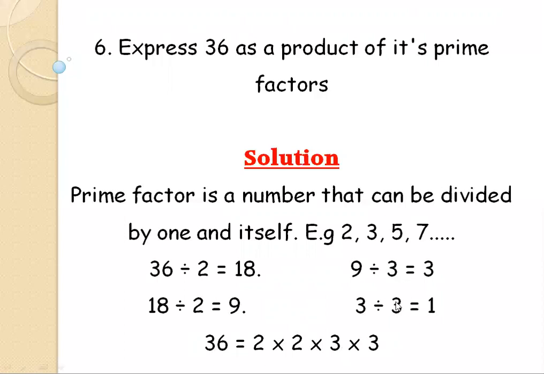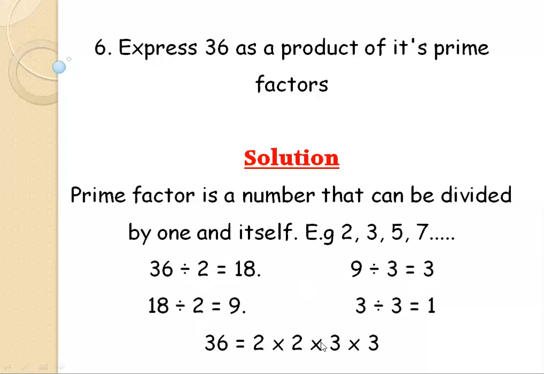Now my aim is to keep dividing 36 by its prime factors until I get to the point where I cannot divide further, when I get 1. So once my answer is 1, I can go further. The next thing is for me to write out all the prime factors I had used to divide 36. So what are the factors? 2, 2, 3, 3. So bring out all those factors.